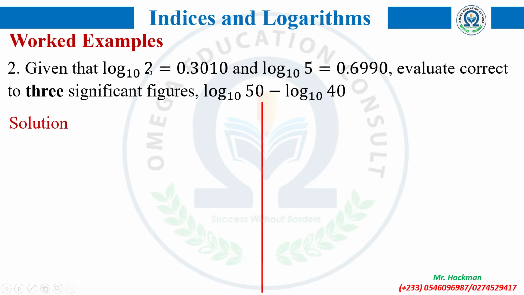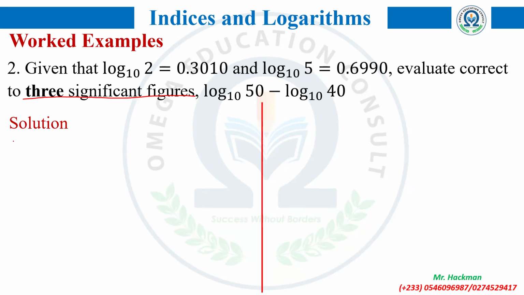So question 2: given that log to the base 10 of 2 is equal to this, and log to the base 10 of 5 is equal to this, evaluate correct to 3 significant figures this. Do you have any salient parts that must be underlined in this question? Yes, correct to 3 significant figures. So I'll underline 3 significant figures. Very important. If your answer is not in 3SF, you are wrong, or you'll be marked down. So as usual, I'm going to extract what we have here.